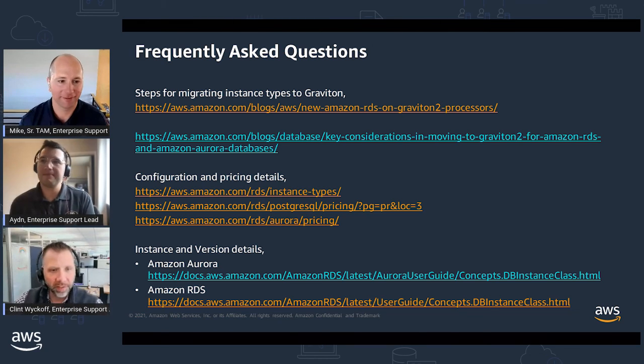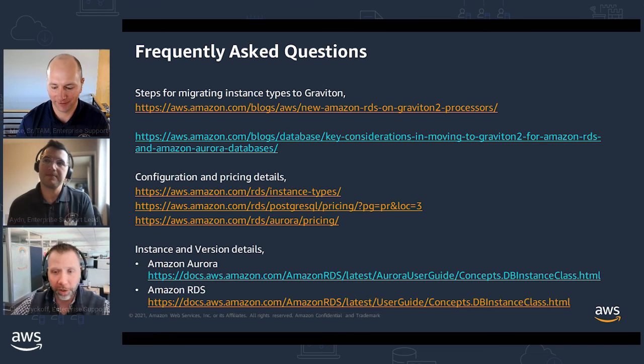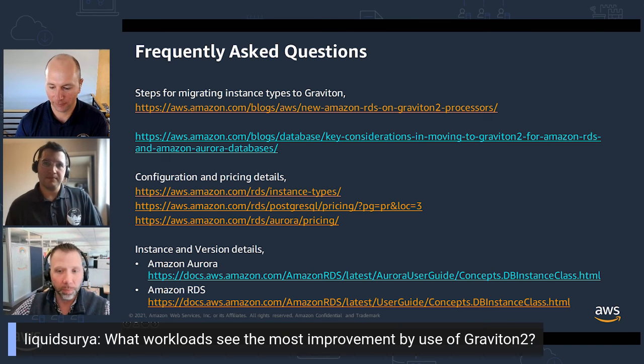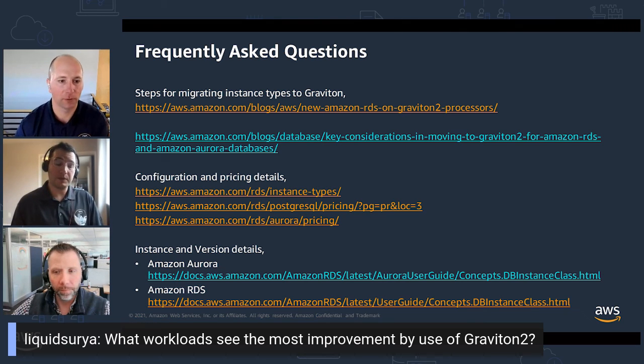Yeah, totally. We did have another question pop through from Liquid Surya, and they are curious, what workloads see the most improvement by use of Graviton2? I could take this. Yeah. So specifically with RDS and Aurora, as you increase the threads way past 64 threads, you're going to see a lot more benefits there.